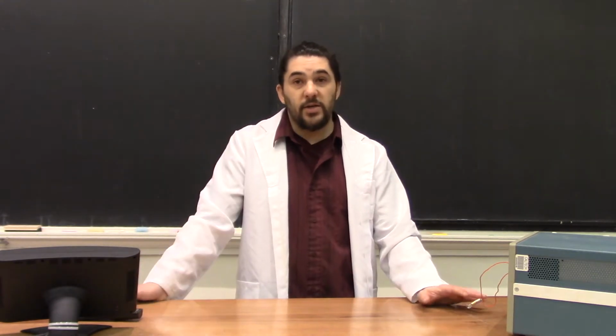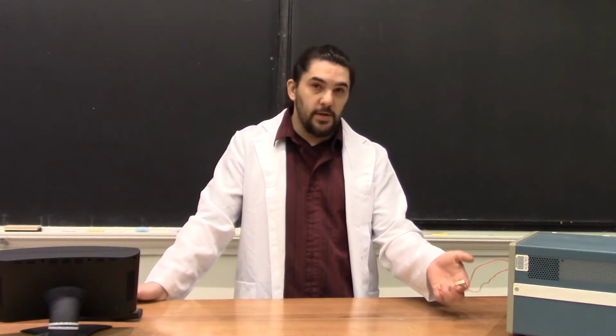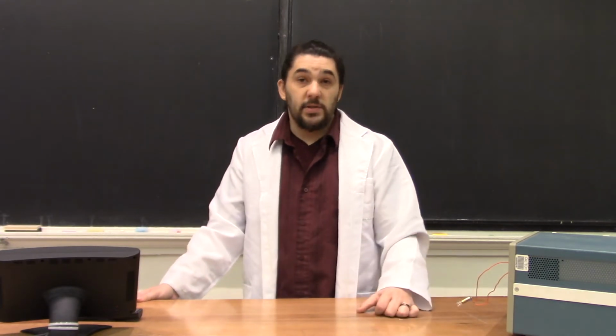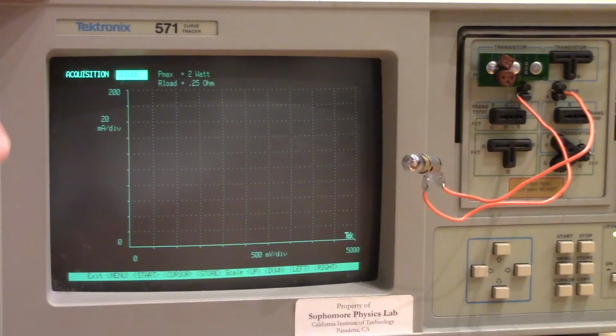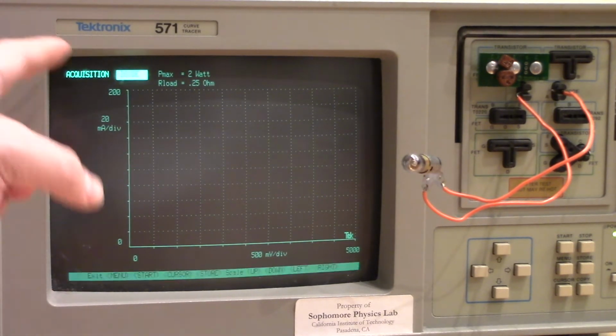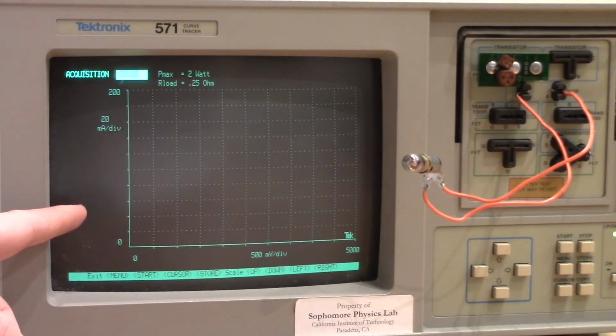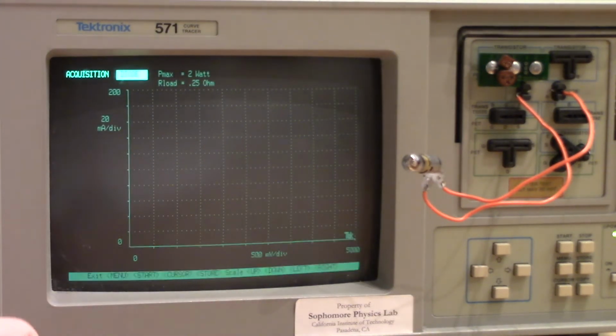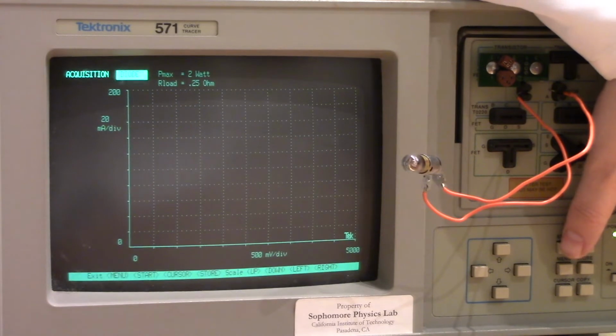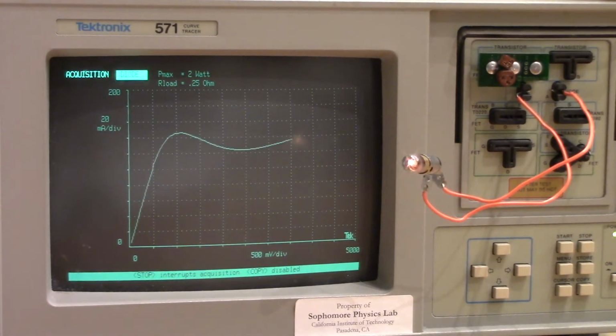We can show that by tracing voltage versus current for this little lamp here, which functions as a resistor. Here's our lamp, and here's our curve tracer. This device will increase the voltage across the lamp and measure the current. The vertical axis is current, the horizontal axis is voltage. Towards the tail end, we can see the lamp start to light up.